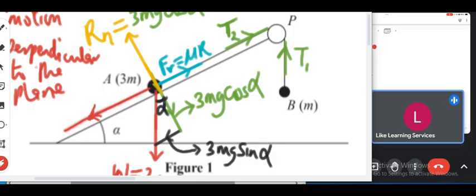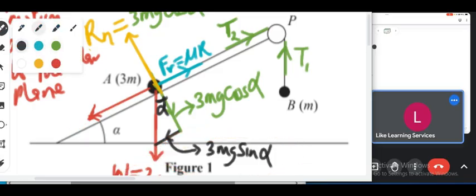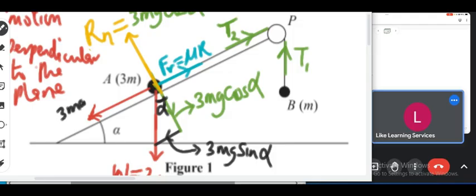You see this force that is pulling it down. Are you listening to me? Yeah. You know it's going down the plane. It is actually this component of the weight. This one. That's the one that is dragging it down the plane. This component of the weight. So this force is 3 mg sin alpha. This force that is dragging it down is this component of the weight, 3 mg sin alpha.